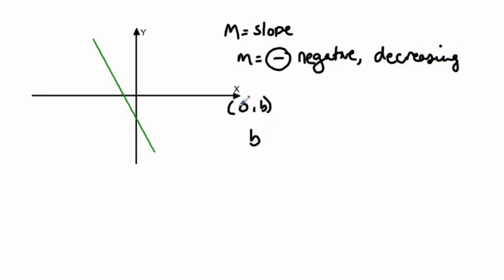Now the y-intercept is (0, b), so b, the y-coordinate of the y-intercept, is negative because it is a number below 0 on y. Positive values of y are up here, negative values of y are below the x-axis. So b is negative, it's below the x-axis.